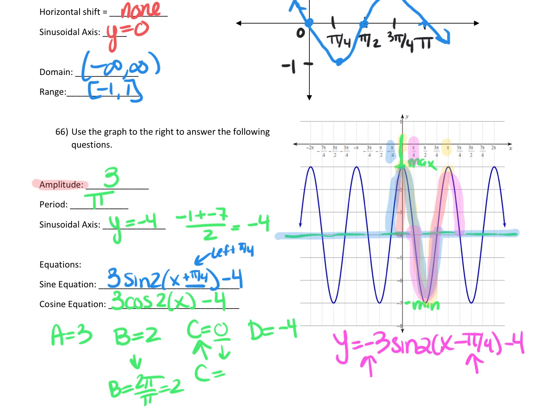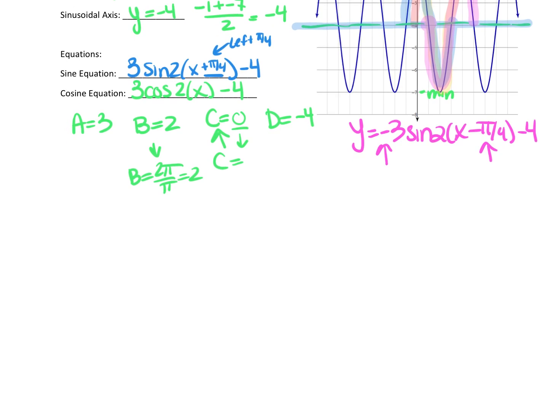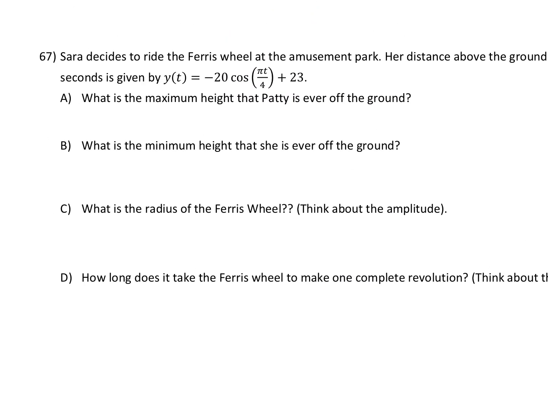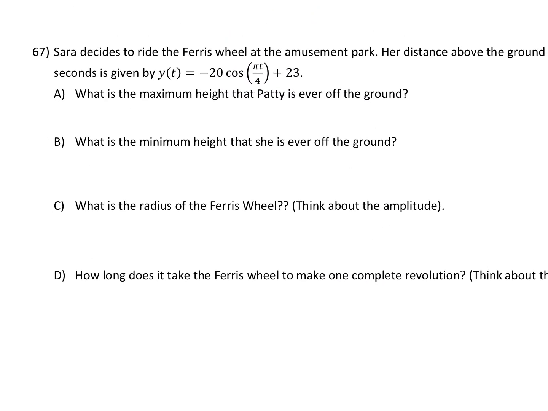So there's lots of different equations that you could write for the graph. And our last question is a word problem. So they want to know what is the maximum height. So remember, our sinusoidal axis is our average. So my average or my middle is 23, and then your amplitude tells you how high and low you go. So I'm going to do 23 plus 20, so my maximum is going to be at 43.